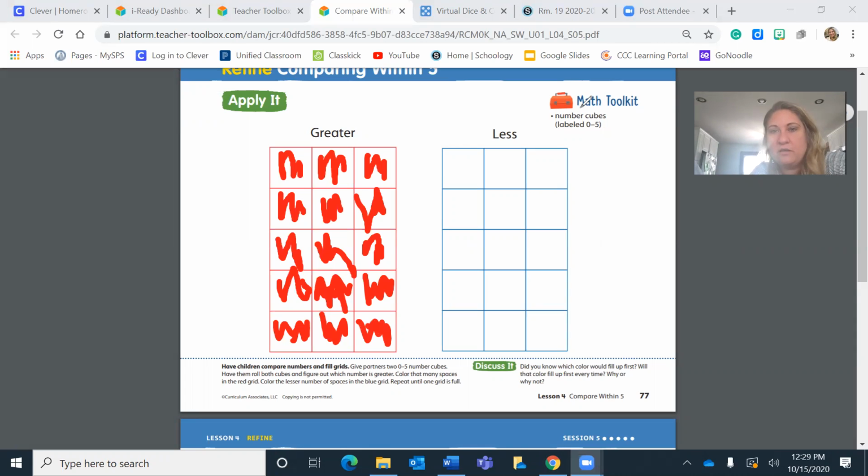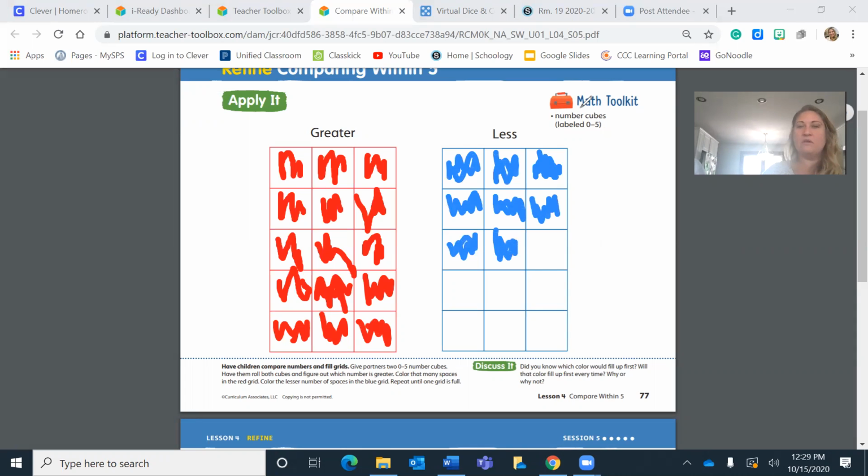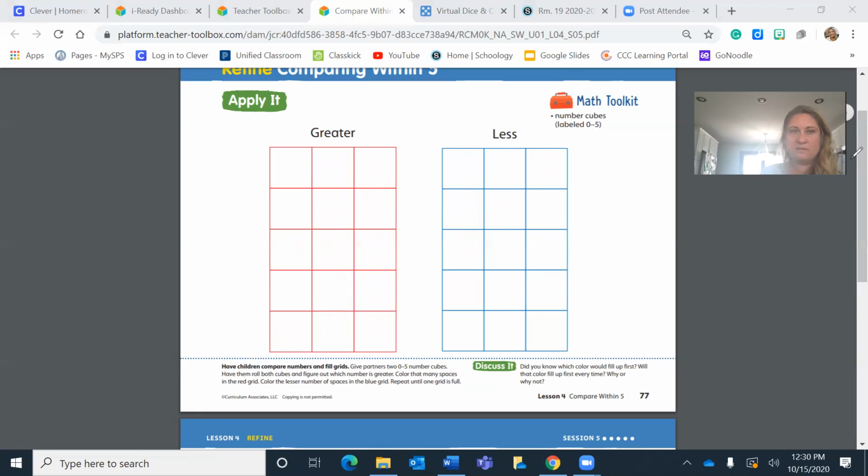And Miss Diaz had, the first time she had 3. Let me change my color. 1, 2, 3. And her second roll, she rolled 2. 1, 2. And her last roll, she rolled 3 again. 1, 2, 3. So if you look here, I had filled up my whole grid, right? All my boxes are filled. So I had the greater amount. Miss Diaz had the less amount. Okay, nice job, students. I'm gonna go on to our next lesson.